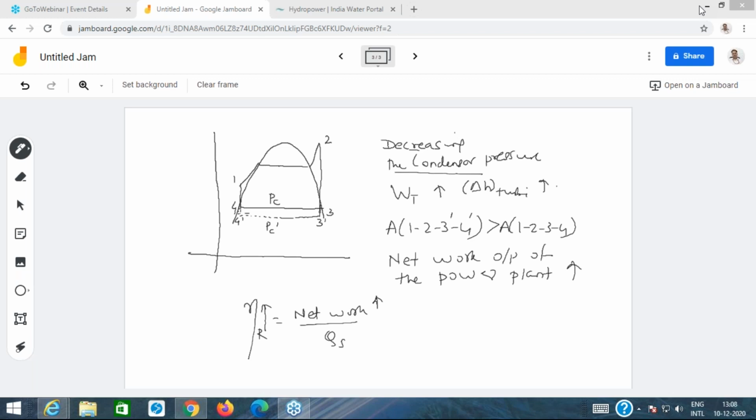Okay. So let us discuss what is boiler analysis, steam generator analysis. For that, I would like to start with an interesting poll question.